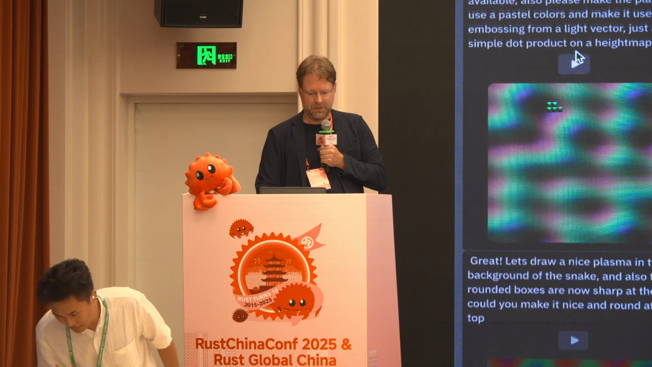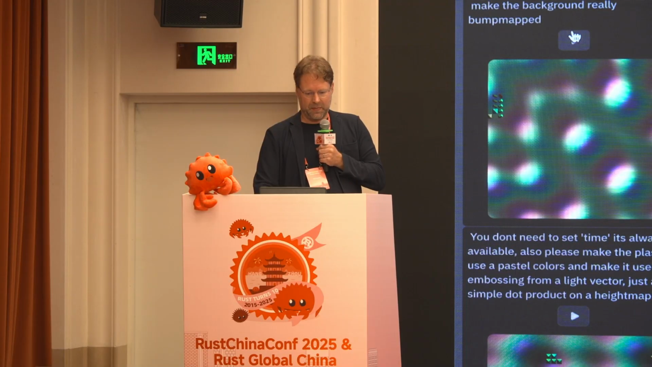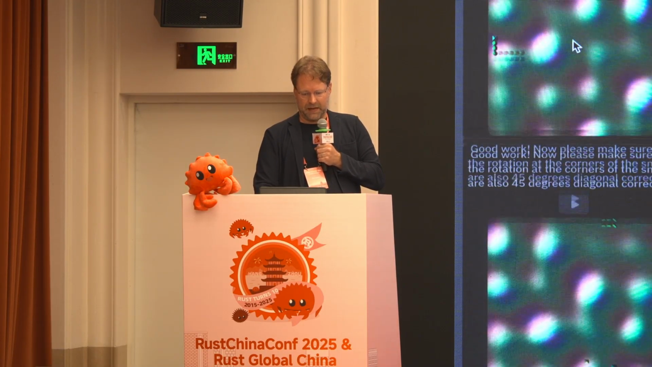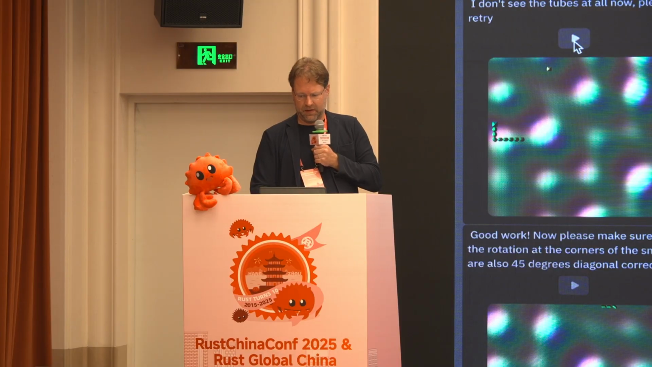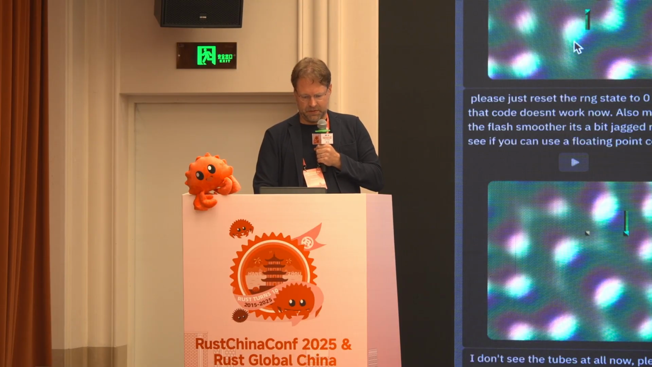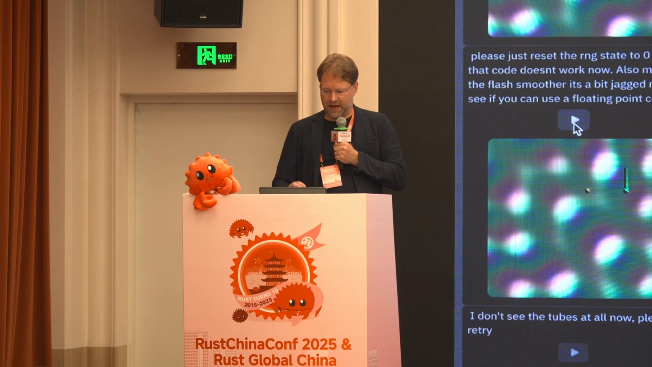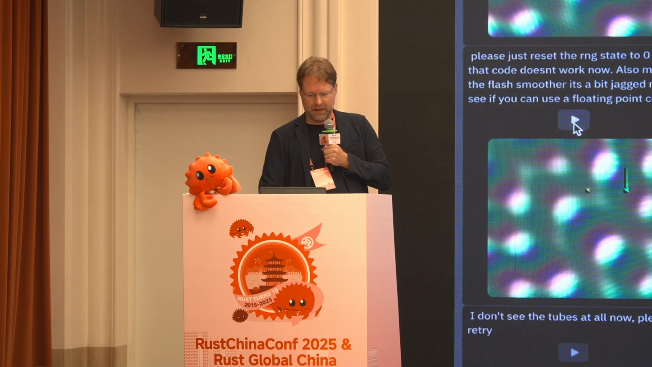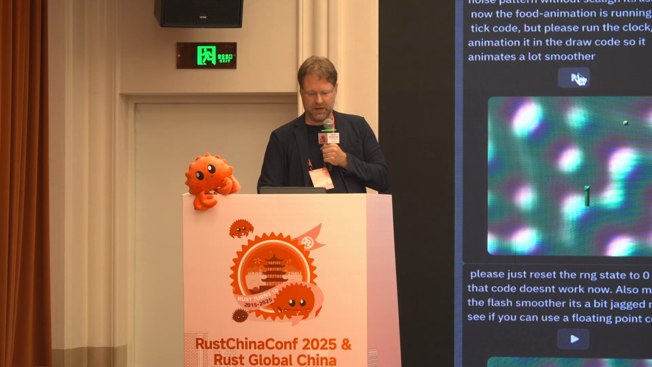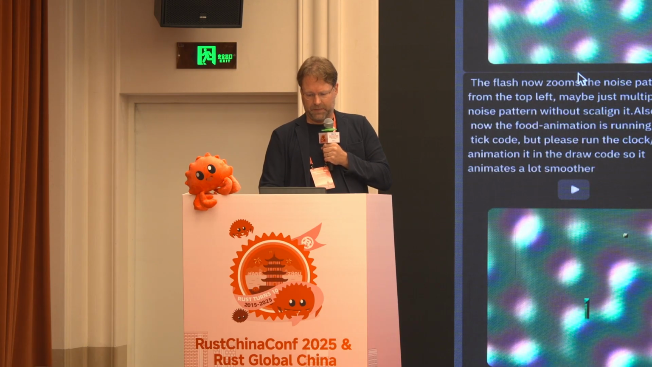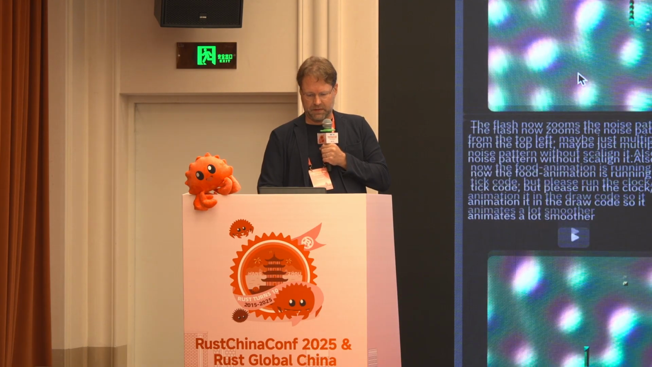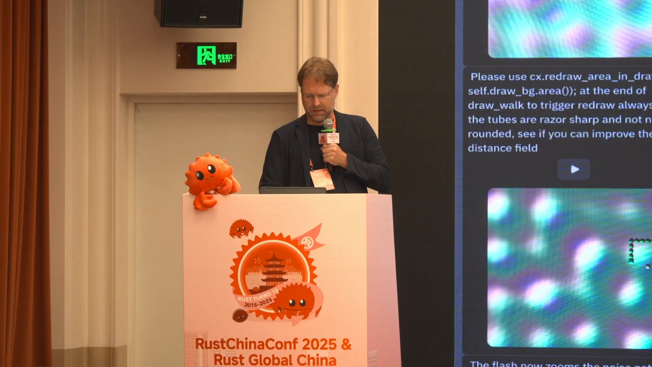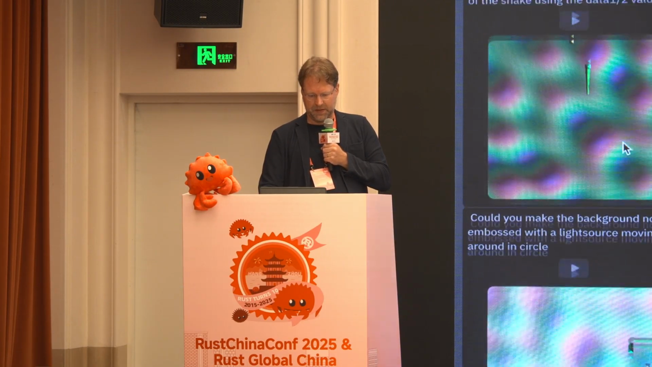It is smart enough to respond to my requests to make it more colorful, add different effects. I wanted to make it do a flash when it ate the food. Here we go. But I didn't really like the way it animated it, so then you say, okay, can you make it smoother? And here, at least this one has a smoother animation, and so on and so forth.